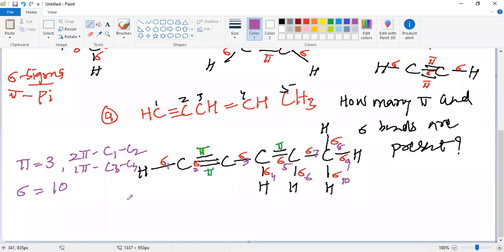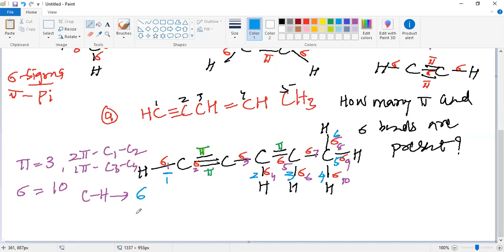Out of these sigma bonds, how many are CH type of sigma bonds? That is what we can easily identify. You can see this is a sigma CH bond. So 1, then we have this 2, then we have this 3, and 4, 5, and 6. So we have 6 CH sigma bonds.